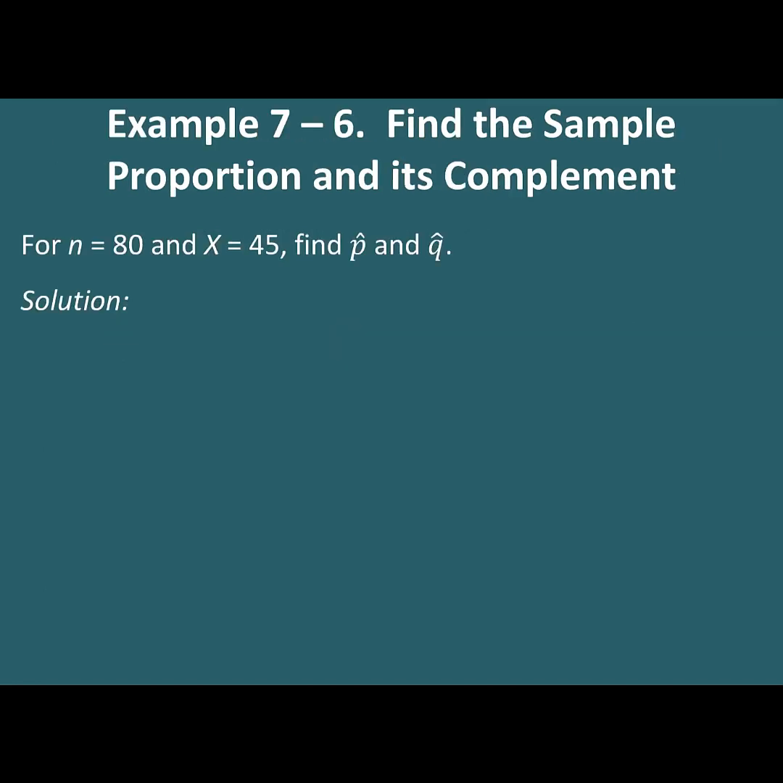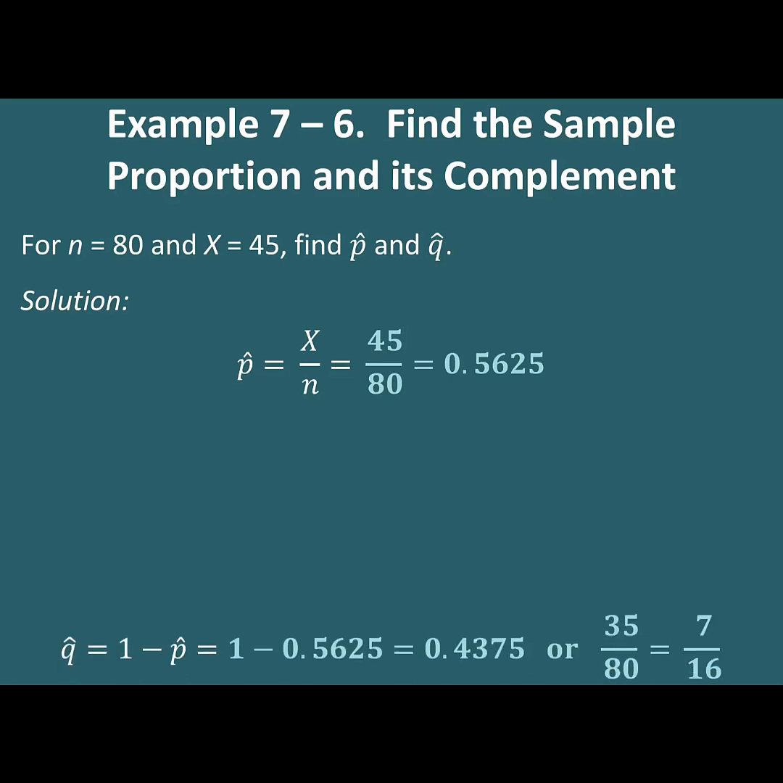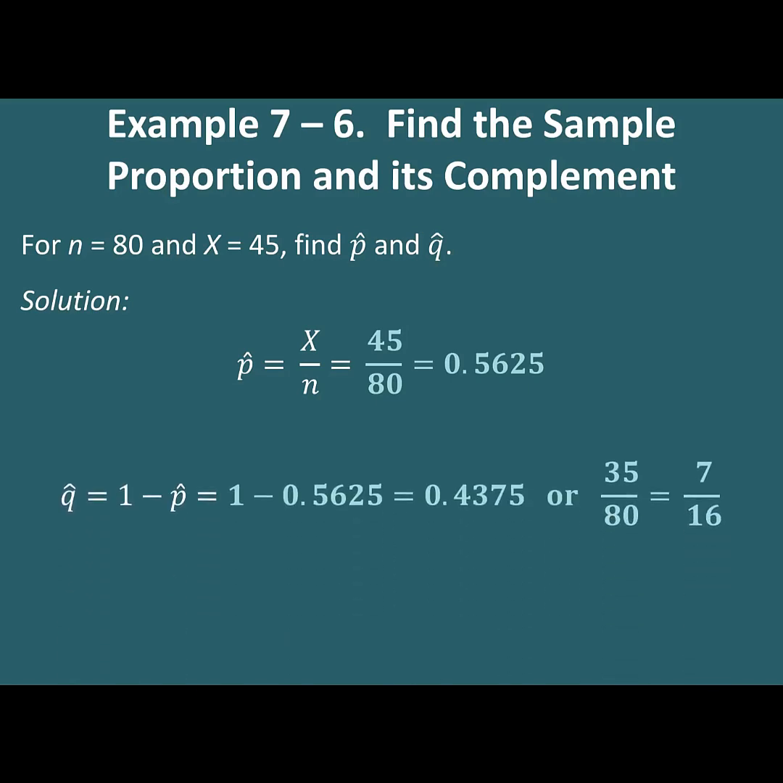Let's take a look at an example. For a sample size of 80, where x equals 45, let's find p hat and q hat. Well, p hat, once again, will be x divided by n. In this case, 45 divided by 80, which will be 0.625. To get q hat, we simply subtract p hat from 1. In this case, we get 0.375.